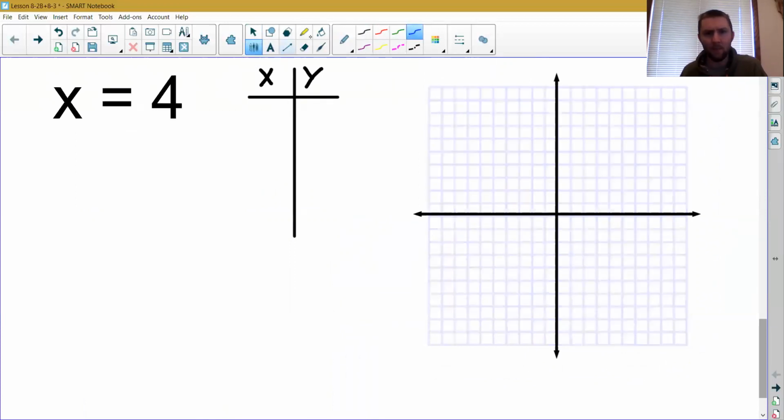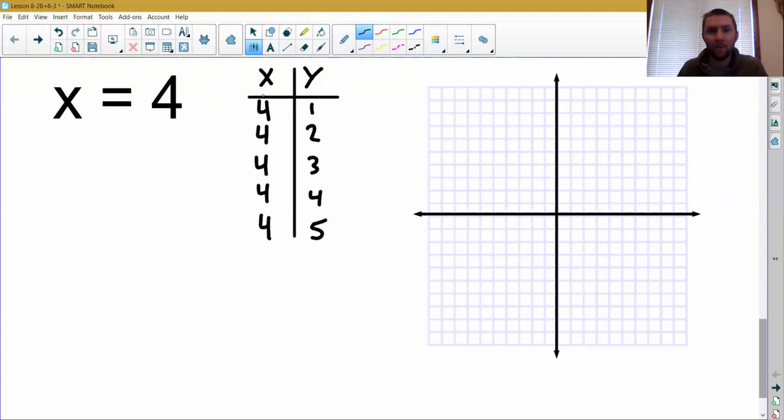So x equals 4, the table of values ends up looking like this. Okay, so the x value is always 4. 4, 4, 4, 4, 4. And then I can put whatever points you want here. I can go 1, 2, 3, 4, 5. And those are all perfectly fine coordinate points for this equation because the x value is equal to 4.